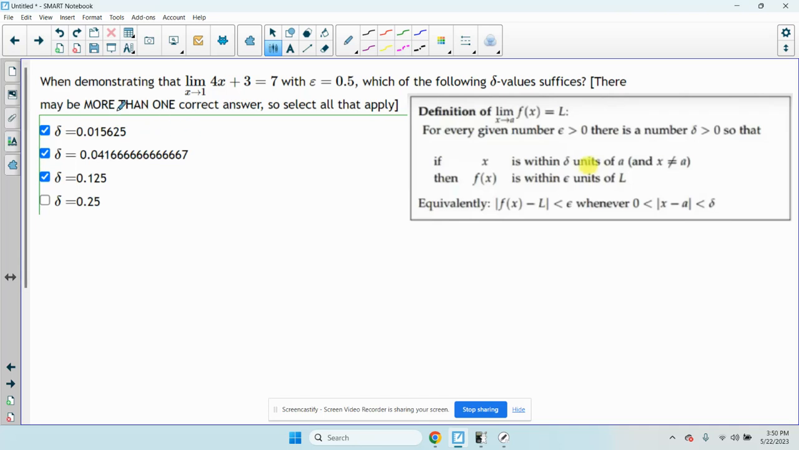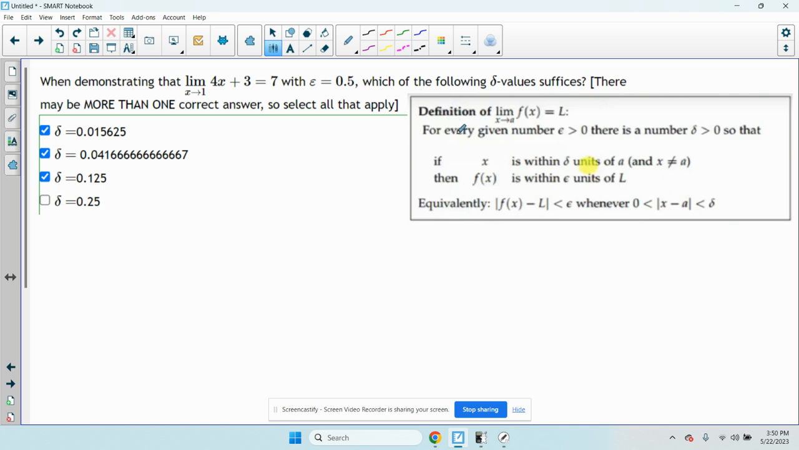All right, so this says when demonstrating that the limit as x approaches 1 of 4x plus 3 equals 7 with epsilon equal to 0.5, which of the following delta values suffice? So it really boils down to just using the definition of a limit, which we have here. This is in the calculus cheat sheet, in the lecture notes. It's all over the place.